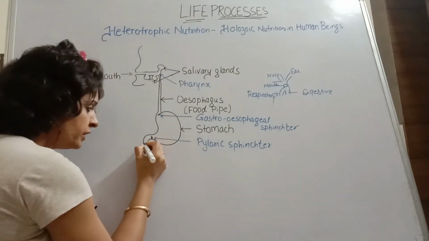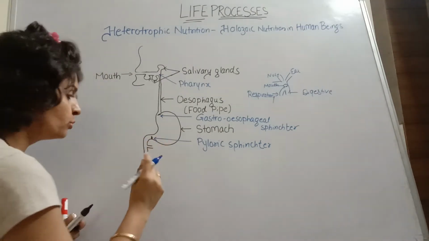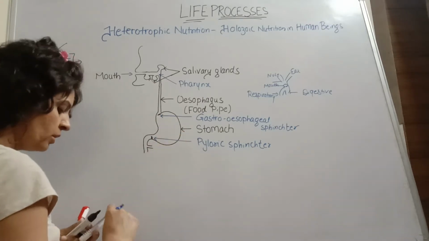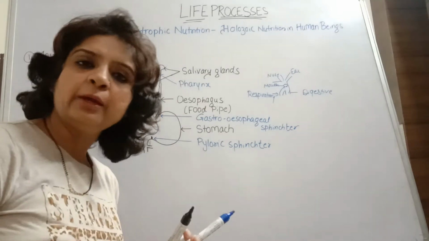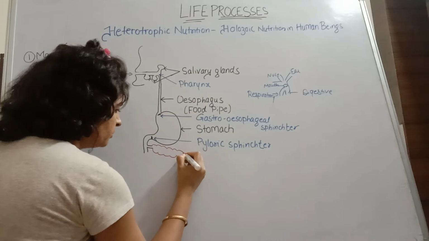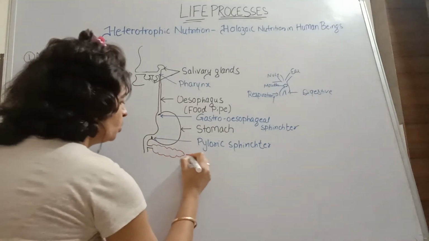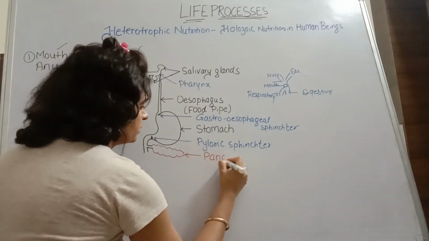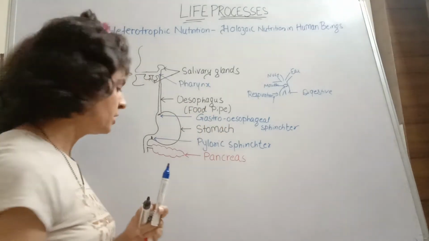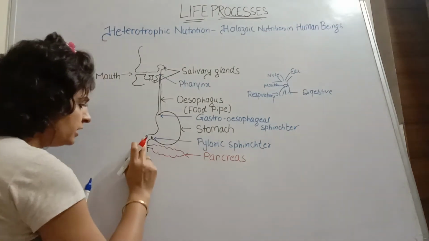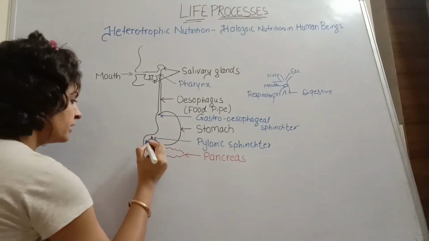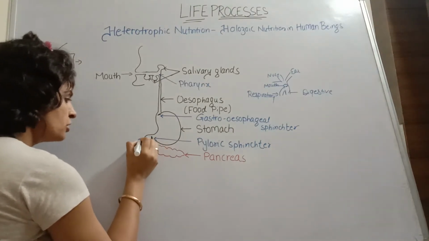Now, this particular stomach leads to a J-shaped structure, which now leads to a very important part of this particular digestive system, and this is known as the pancreas. This is the pancreas. This pancreas, if you can see, is connected to this particular tube as well as to a structure over here.